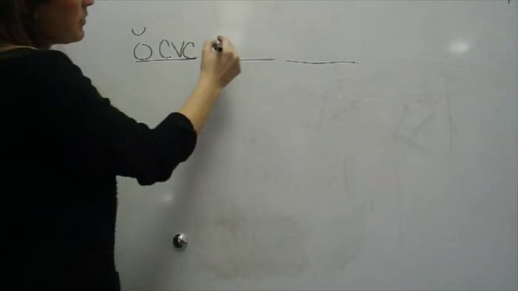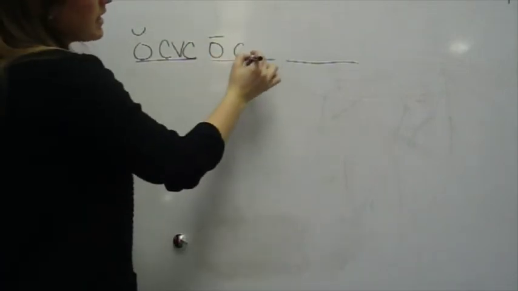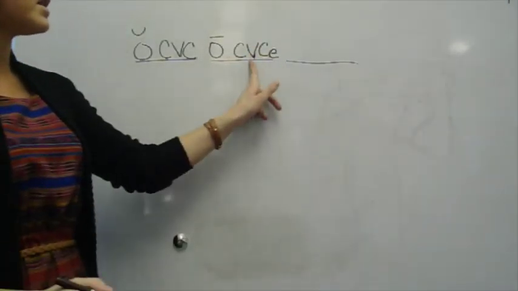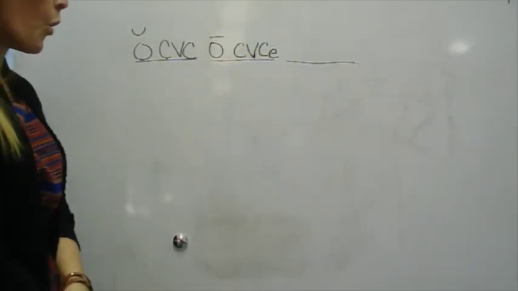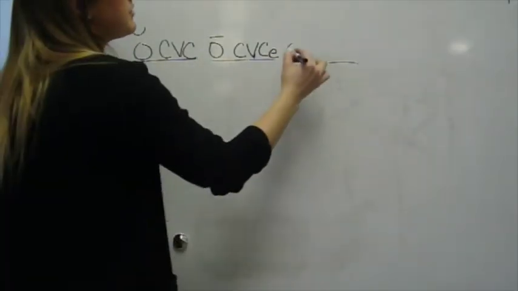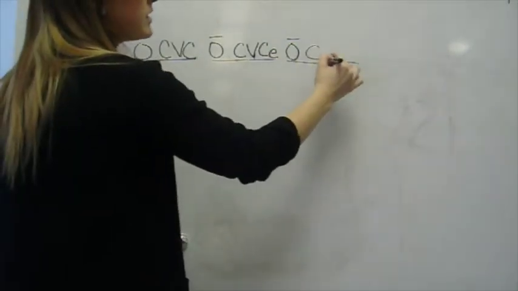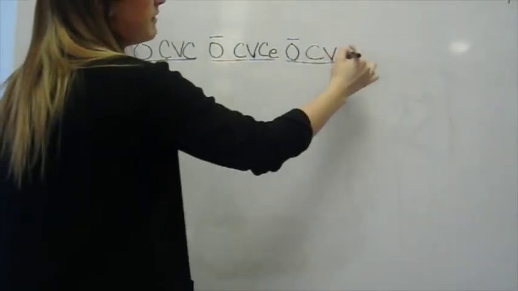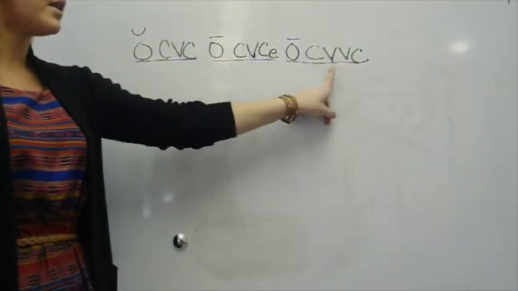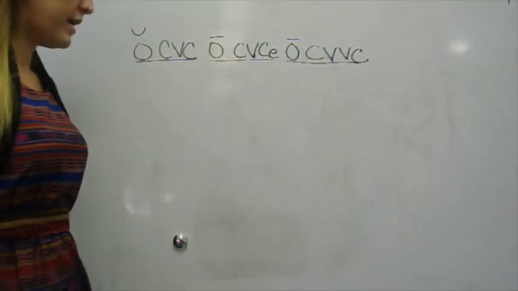In our second pattern, we're going to be making that long o sound. And this is going to be that consonant, vowel, consonant with that magic e at the end, making this vowel say its name, o. And in our third pattern, we're going to be having that long o sound again. However, in this case, it's going to be a consonant, vowel, vowel, consonant. Remember, two vowels go a walking, the first one does the talking, and it says its name, o.